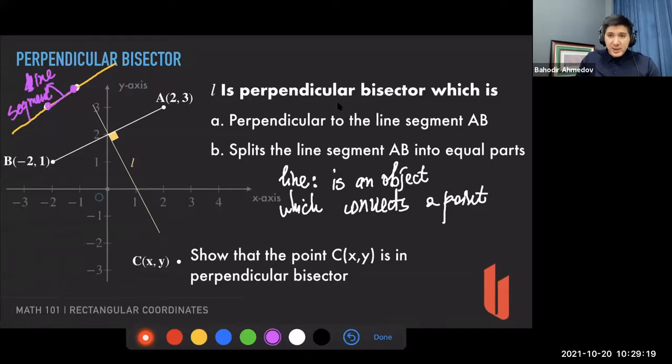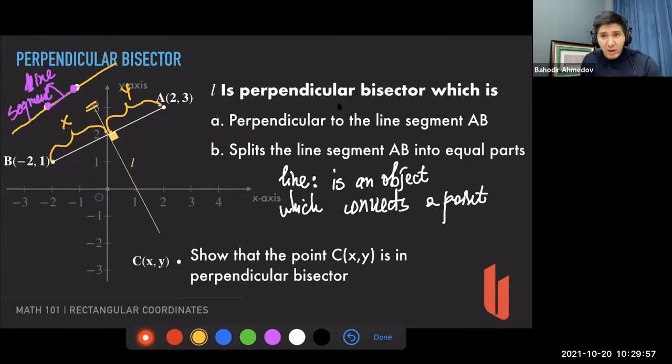The perpendicular bisector is a line which fulfills 2 conditions. The first one is that it splits the line segment between the 2 points A and B exactly into 2 equal parts. So the length of this part is x, for example, the length of this part is y, and x is equal to y. The lengths are the same. The second condition is that, as its name says, it is perpendicular to this line segment. So the angle between the line and the line segment is equal to 90 degrees.